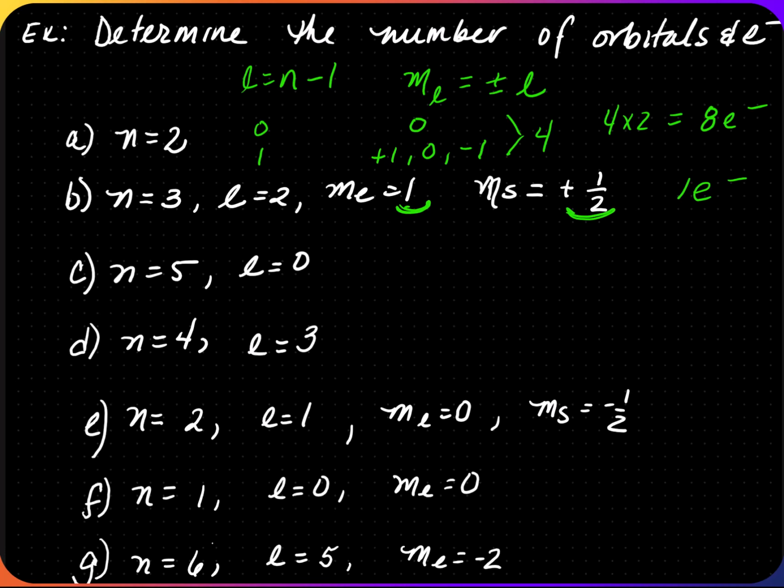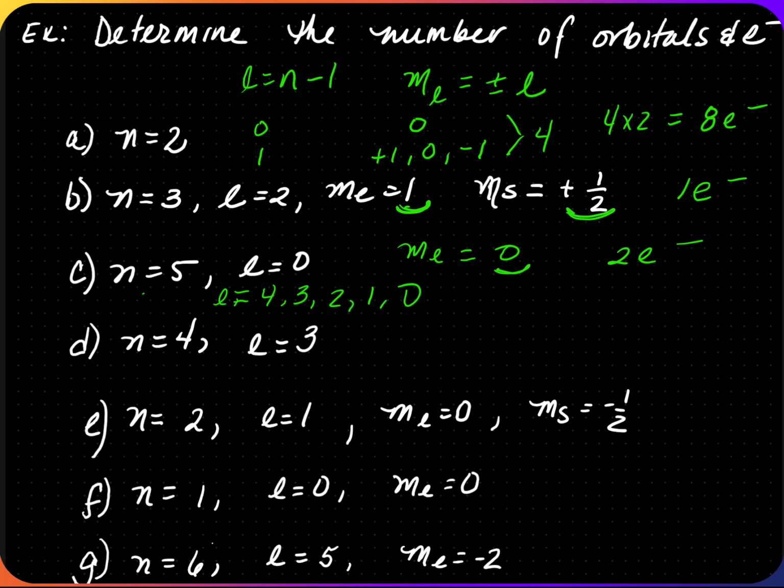When n equals 5, here L is equal to 0, and that is possible because when n is equal to 5, we could have L that is equal to 4, 3, 2, 1, and 0. Since L is equal to 0, we know ML has to equal 0 because it's plus or minus L. Since there's only one orbital, this is going to have 2 electrons.